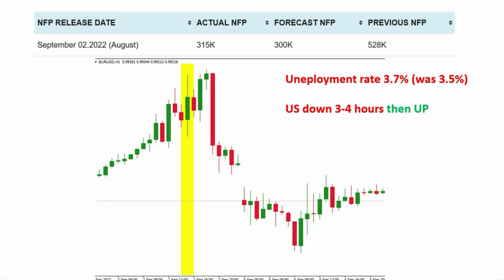And there is one last lesson I just want to share with you. Sometimes we have mixed results or no reaction during the NFP. Usually the trend will continue in the same direction as before NFP. Remember this.